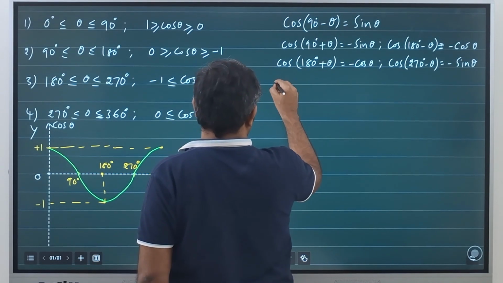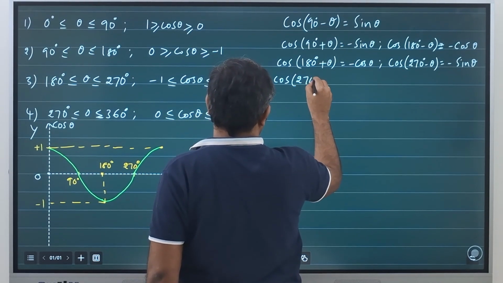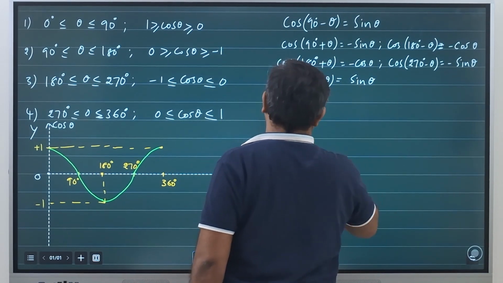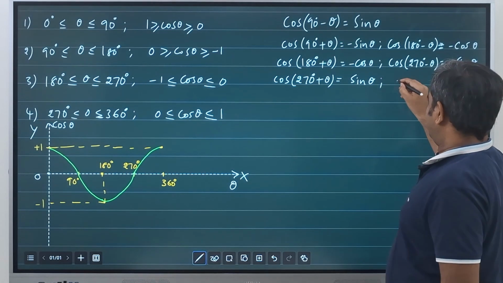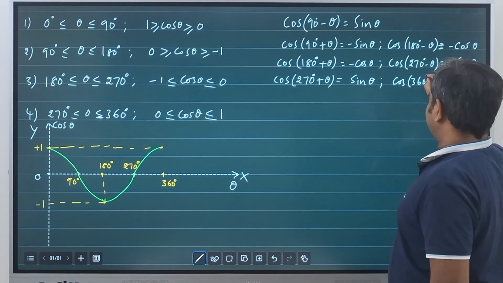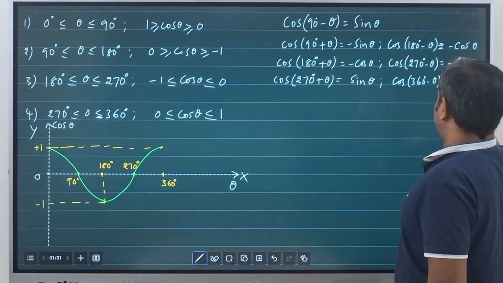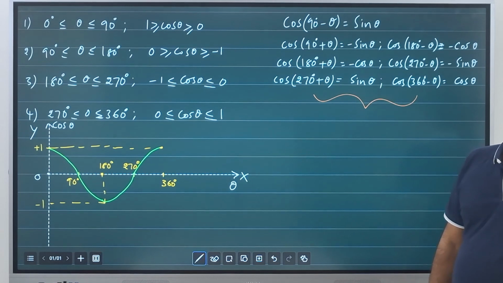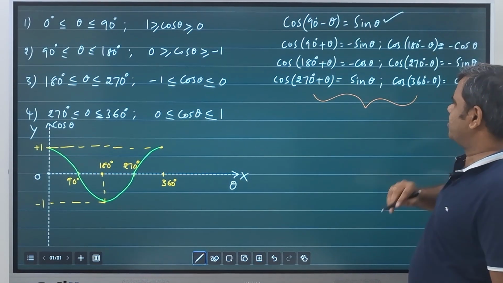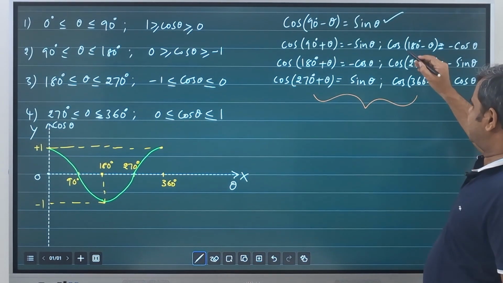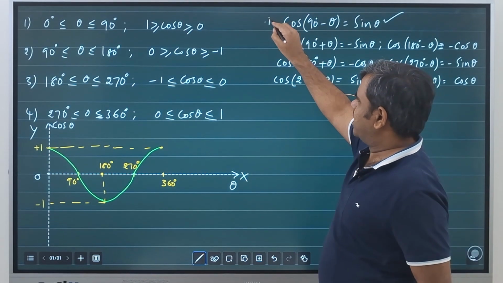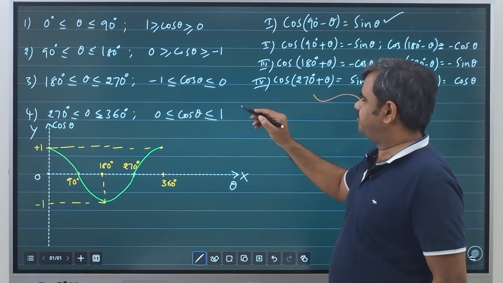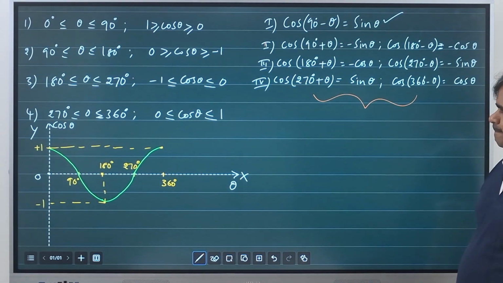In the fourth quadrant, cos of 270 degrees plus theta is equal to plus sine theta. Cos of 360 degrees minus theta is equal to plus cos theta. In the fourth quadrant, cos theta is positive. In the first quadrant also cos theta is positive. Whereas in the second and third quadrants, cos theta is negative. Okay.